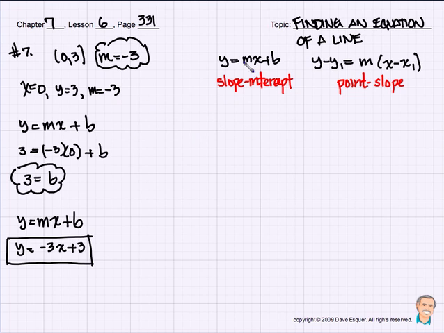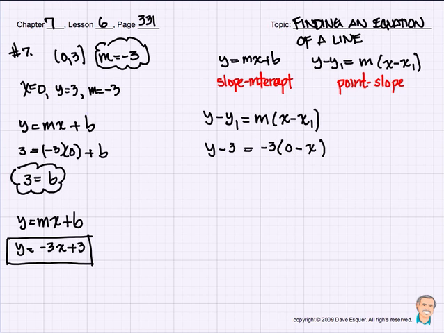Let's try it this other way. We have y minus y1 is equal to m times x minus x1. Let's write that down and see what we can do. Well, in this example, all we have to do is substitute x, y, and m. So we have y minus 3 is equal to negative 3 times 0 minus x. Here we go. All I did was I plugged in for the 3 and I plugged in for the x.